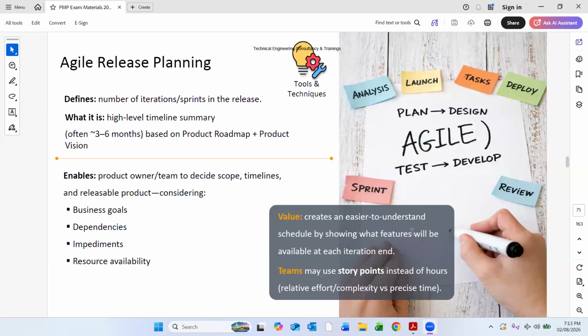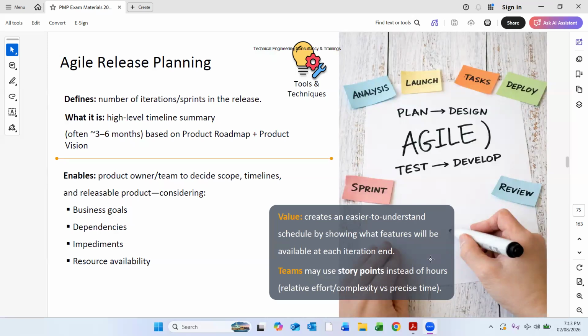Now, agile release planning. So in agile release planning, there is a number of iterations and sprints in the release. It is a high level timeline, often 3 to 6 months, based on the product roadmap and product vision. So if we have a product which we are going to launch within 6 months, there will be multiple iterations and sprints in the release.